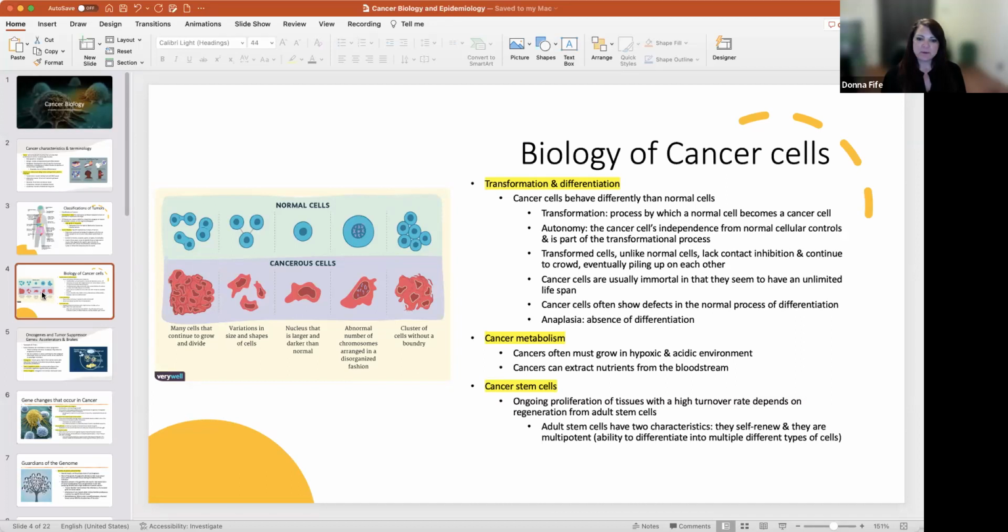Cancer metabolism, cancers often must grow in hypoxic and acidic environments. Cancers can extract nutrients from the bloodstream. Cancer stem cells, there's ongoing proliferation of tissues with high turnover rate, depends on regeneration from adult stem cells. And adult stem cells have two characteristics. They self-renew and they are multipotent, or they have the ability to differentiate into multiple different types of cells. This is just showing the differences here in the normal cell and the cancerous cell.